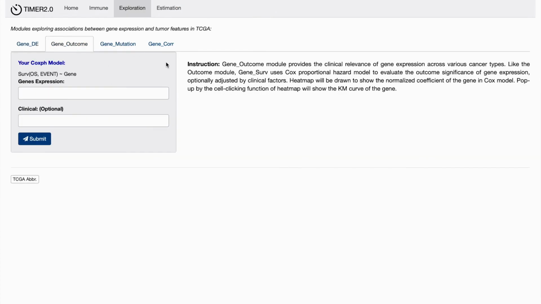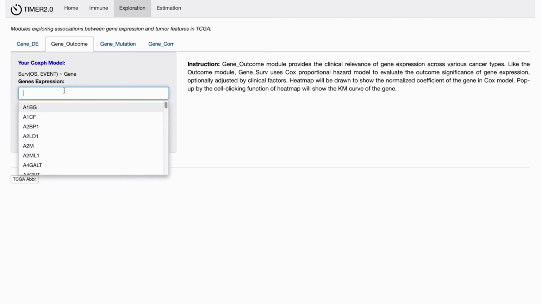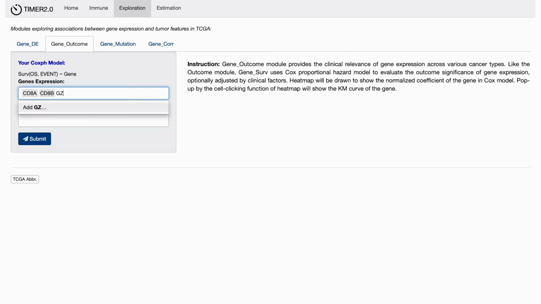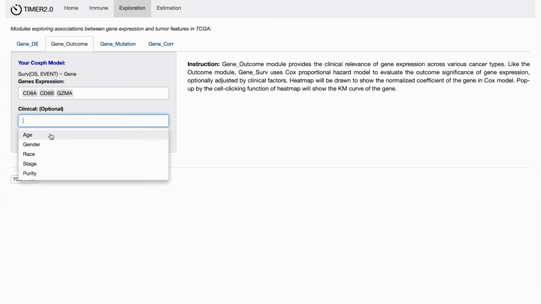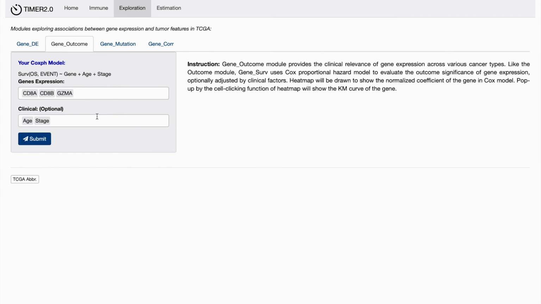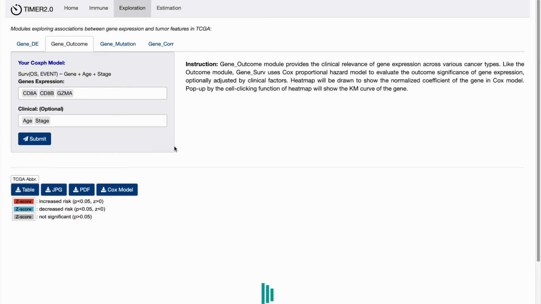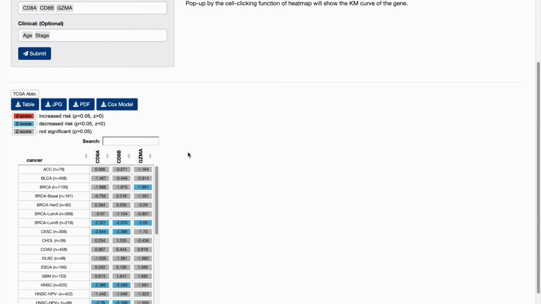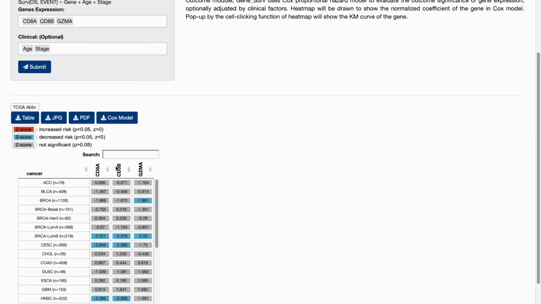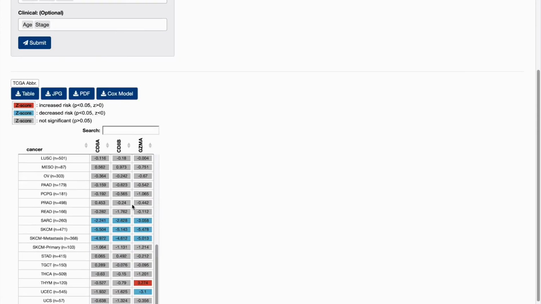And we could also check the relationship between gene expression and patient overall survival. We can use several marker genes for CD8 T cells as an example, like CD8A, CD8B, and Granzyme. And we can control the age and the stage, those confounding factors, and you can choose more if you want. You can see overall, the marker gene expression is good for patient overall survival.